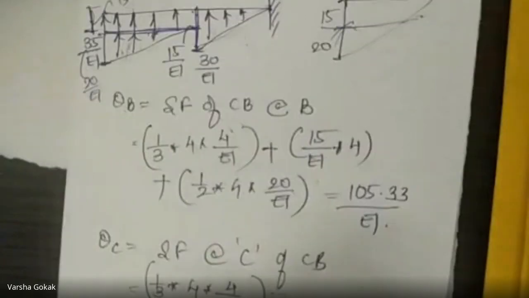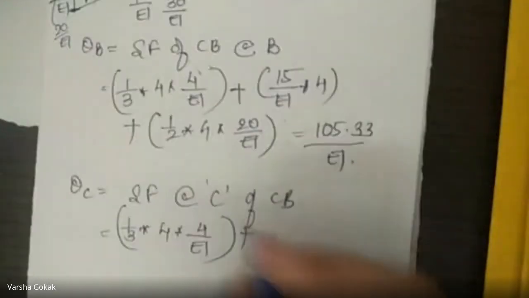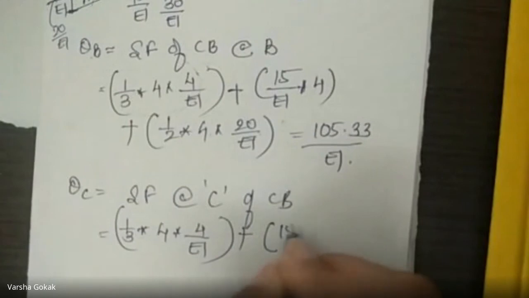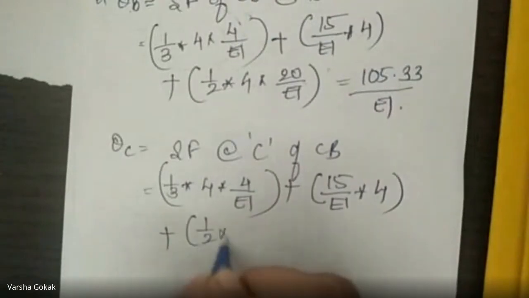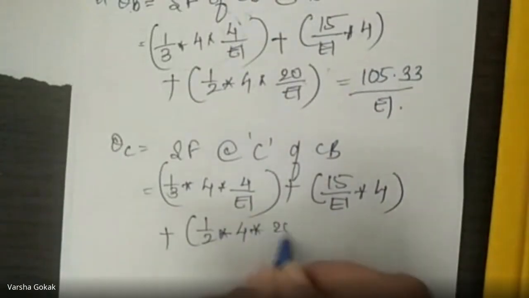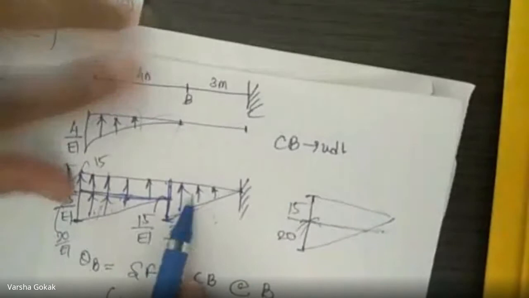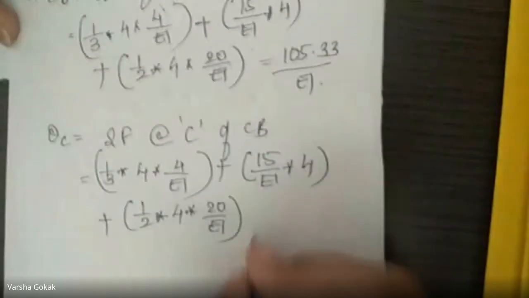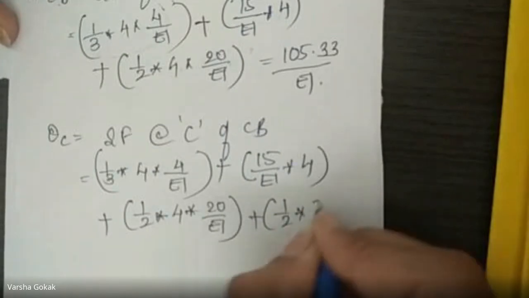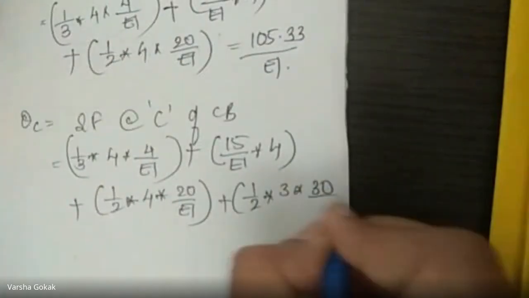This is parabola plus rectangle. Rectangle is 15 by EI into 4. This triangle is half, base is 4, height is 20 by EI. And then this triangle, what is the area of this triangle? Half, base is 3, height is 30. Plus half, base is 3, height is 30.